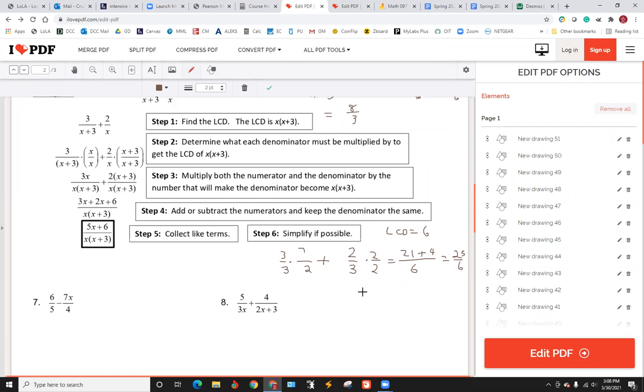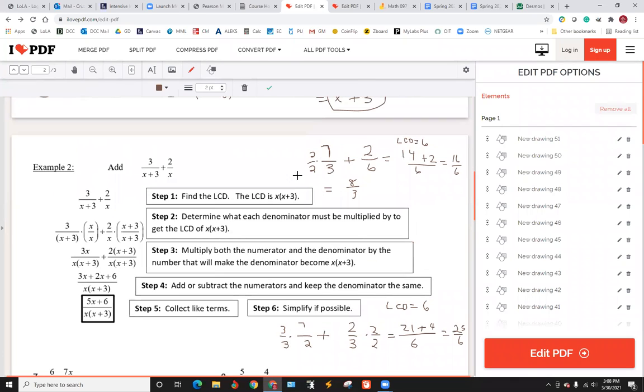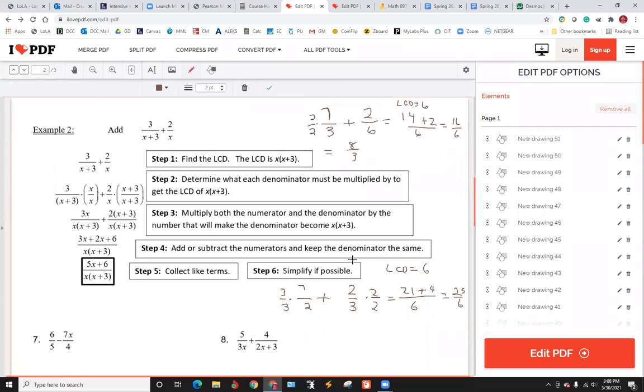So this is the basic case, when you just have one term to adjust because the other term already has the common denominator. This is when neither one has the common denominator. So you have to multiply both by the missing factor to give you the common denominator.